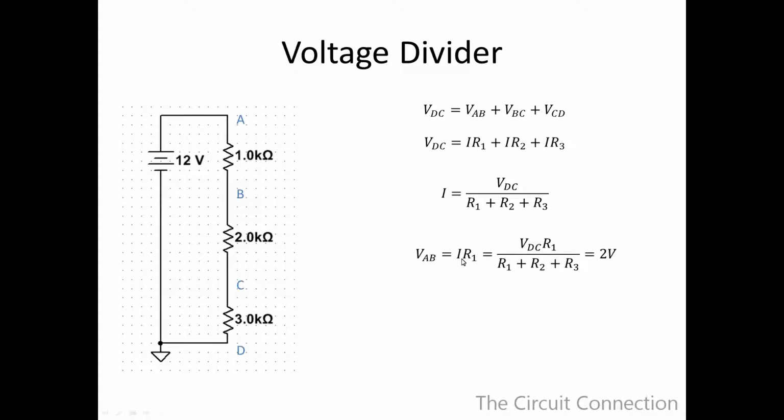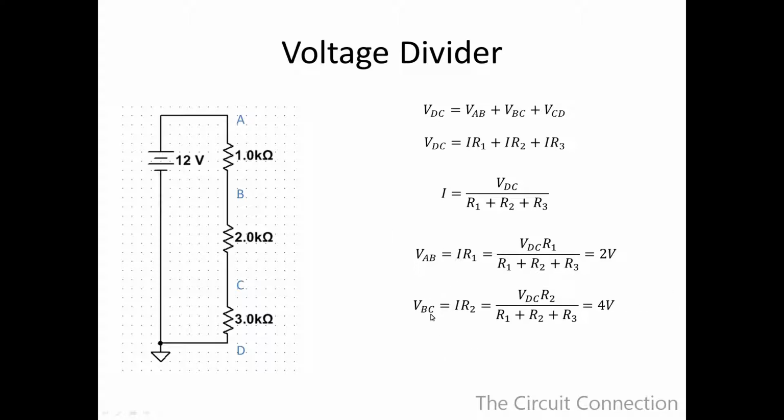Next, we use the fact that if we multiply I by R1, we will get the voltage between point A and B, or node A and B. And so by doing that, we derive a formula that tells us VDC times R1 divided by R1 plus R2 plus R3. And when we put all of the values that we have in our circuit, all 4 of them, in there, then we come out with 2 volts for our value between A and B.